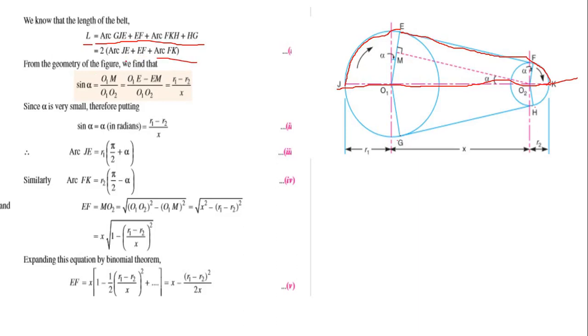So first of all, we have to find all the parameters here: how to find the JE, EF and arc FK. Now let's start. First of all, let's see what is the value of alpha here.